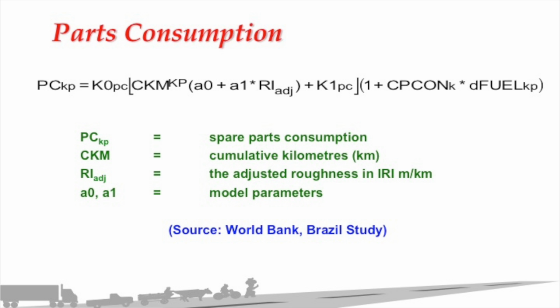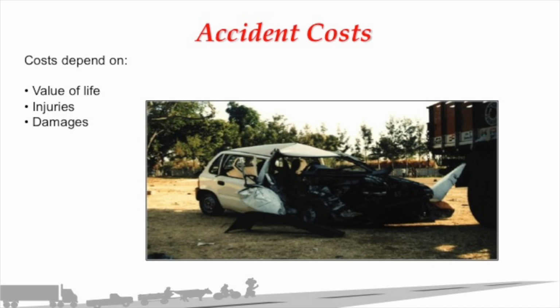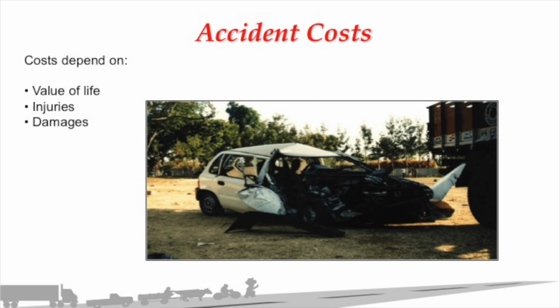Again, the typical econometric models for calculating the different components of vehicle operating costs. Accidents, unfortunately, they do happen. What you estimate is the rate of accidents depending on the type of road that the vehicles are using. And then you apply different cost values depending on how many people are killed, the value of life, how many are injured, and the damage to vehicles. So again, you apply a cost factor depending on the predicted rate of accidents.